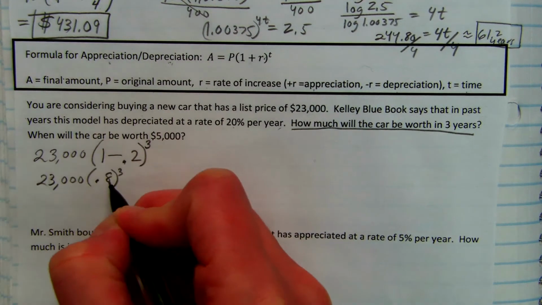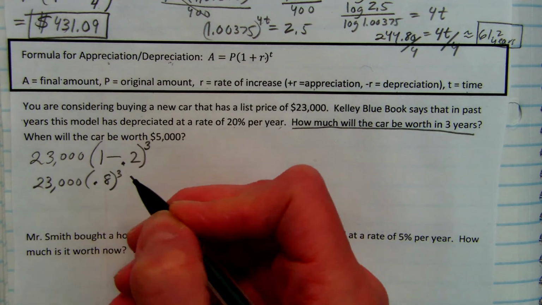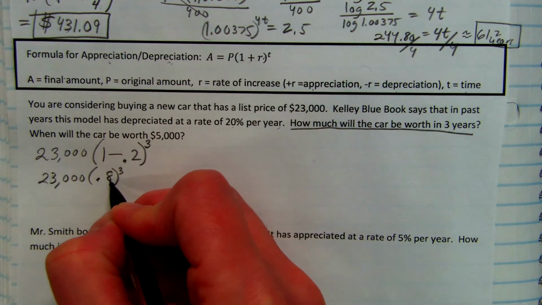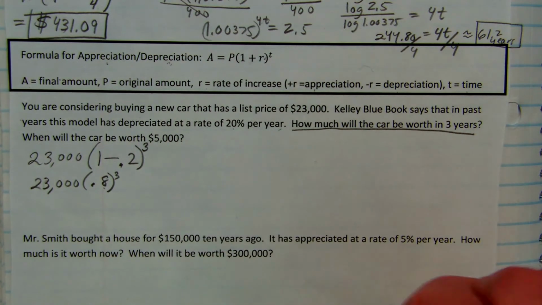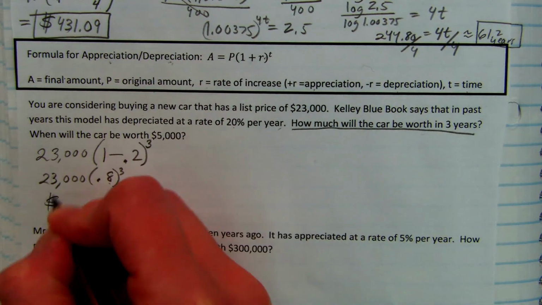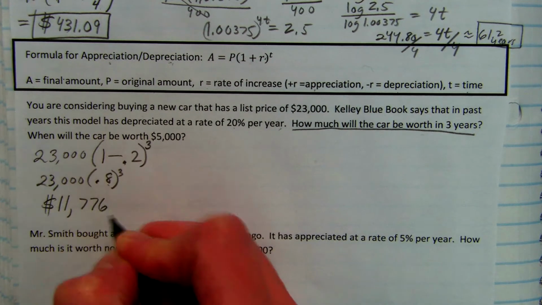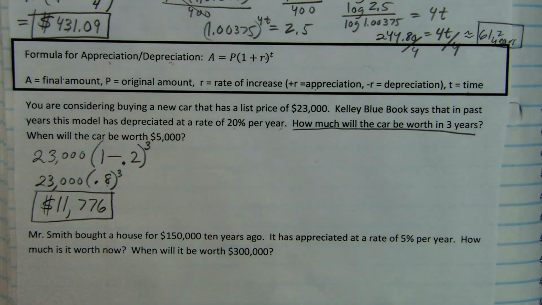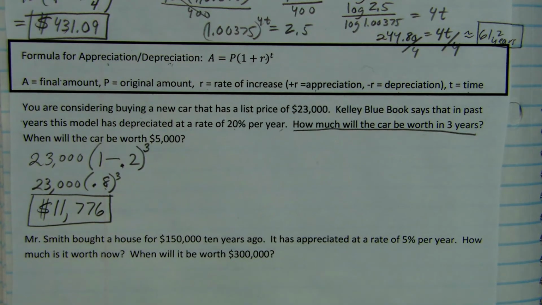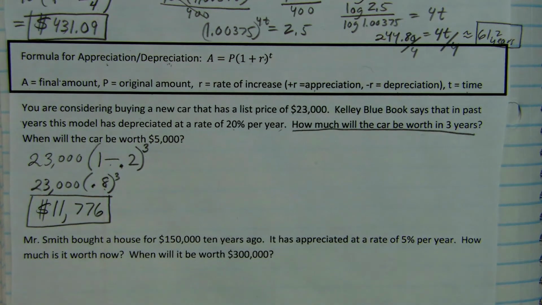Essentially, what they're doing is finding 80% of what's left of the value each year. That should make sense, I hope. They're finding 80% after 1 year, 80% after 2 years, 80% after 3 years, because it's lost 20%. If you put all that in, after 3 years, it's worth $11,776. I think I rounded that off, but it's pretty close. Okay? So that's how the depreciation works. You use minus. If it's appreciation, you use plus.